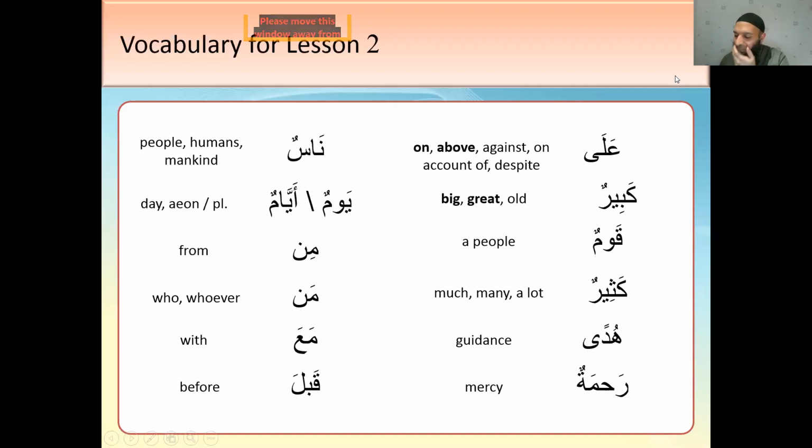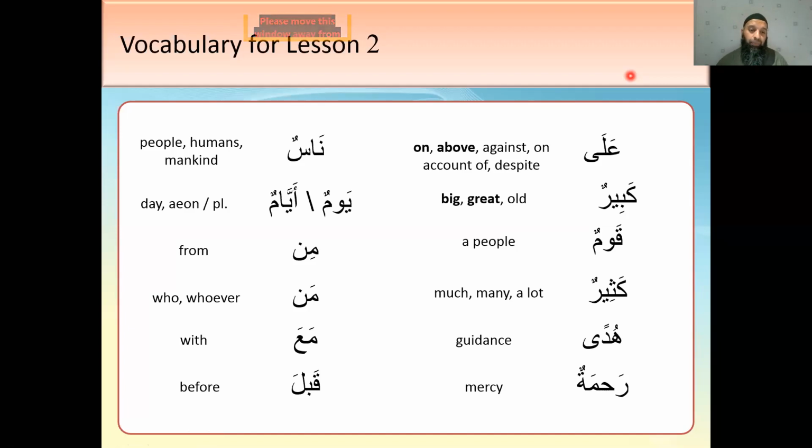Right, okay. So, nasun: people, humans, mankind. This word comes about 240 times in the Quran. Learn it. Next one, yawmun. Yawmul jumu'ah. Yawmul qiyamah. We already half know this word. Yawm. Ayyam is the plural. Ayyam means days, yawm means day.